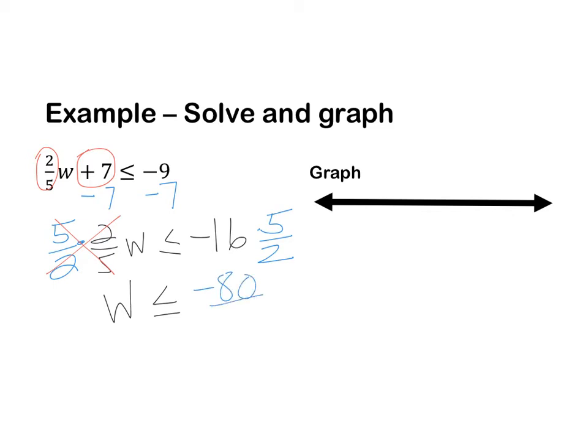And it's negative 80 over 2, so I end up with W is less than or equal to negative 40. All right, the only thing I'm going to do is add the graph.